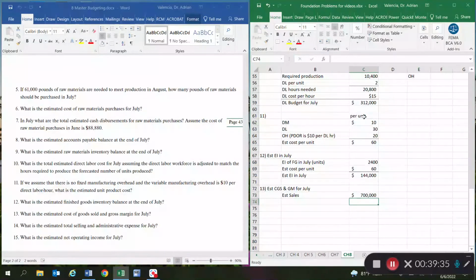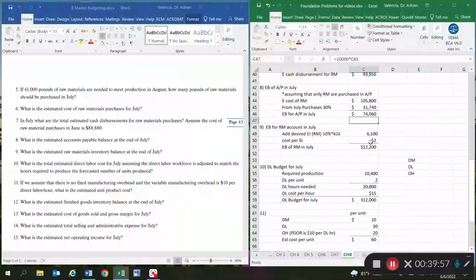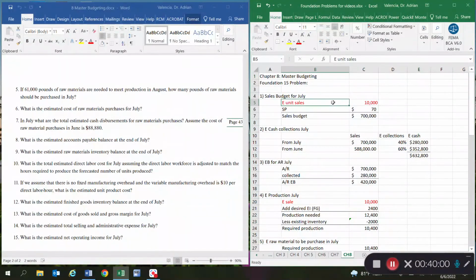And then our estimated cost of goods sold is going to be equal to 10,000 units, those same 10,000 units that we're expecting to sell, times the cost per unit of 60, this right here. Okay, so that's $600,000. I'm going to remind you that these 10,000 units that we're selling is the number of units that we use for the cost of goods sold.